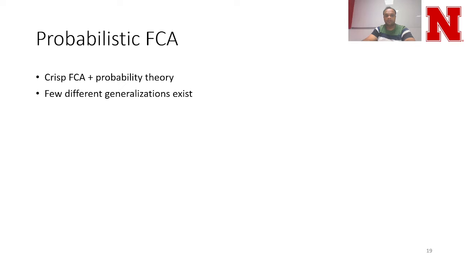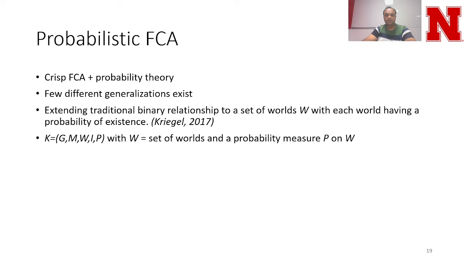So the next one is probabilistic FCA. As one can guess, it's FCA plus probability theory. There are a few generalizations that have been used in literature or in various works. The most important one is extending the traditional binary relationship. So basically the whole relationship is now extended to a set of worlds W, with each world having a probability of existence. So the probabilistic FCA can be defined as G, M, W, I, and P, where W is a set of worlds and P is a probability measure on each of these worlds.